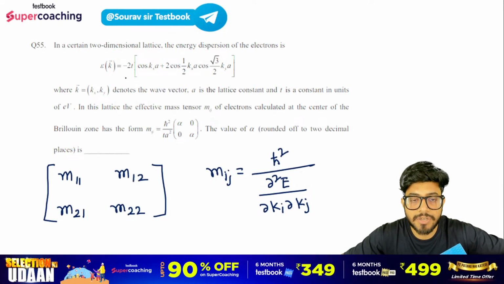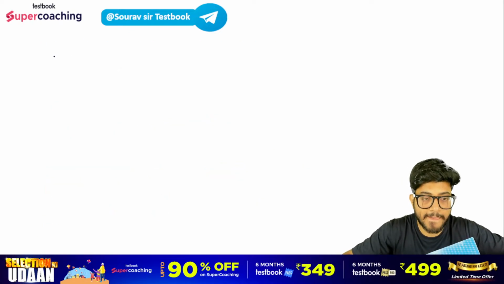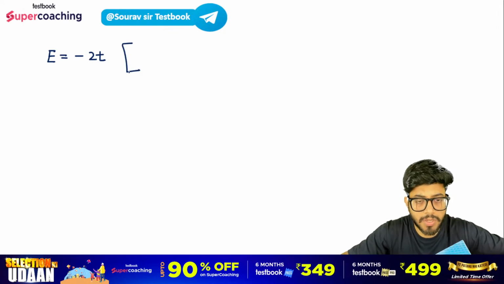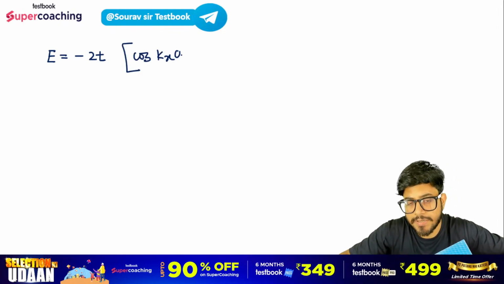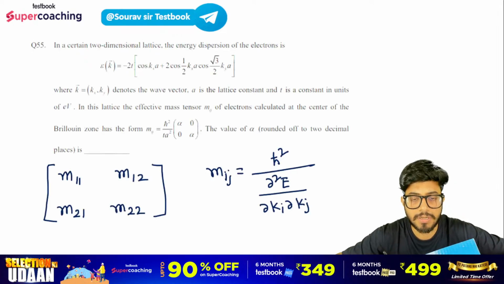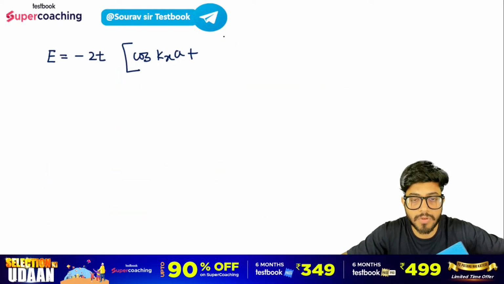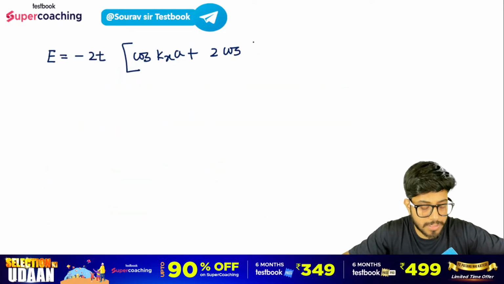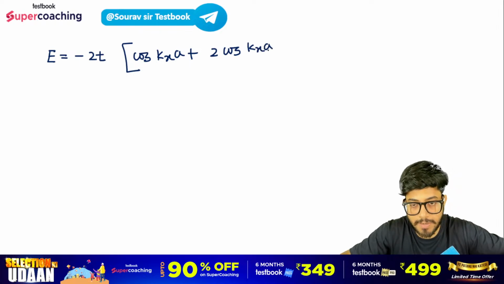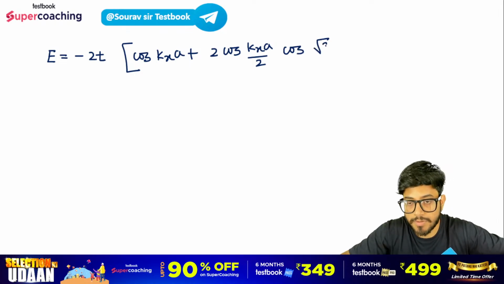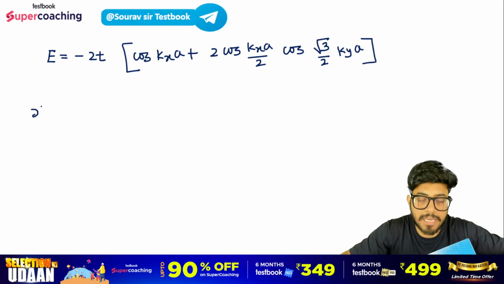I know the energy to be minus 2T cos kx a plus 2 cos kxa by 2 cos root 3 by 2 ky a. That's my energy. Now if I do the second partial differentiation of E with respect to kx, what would you get?